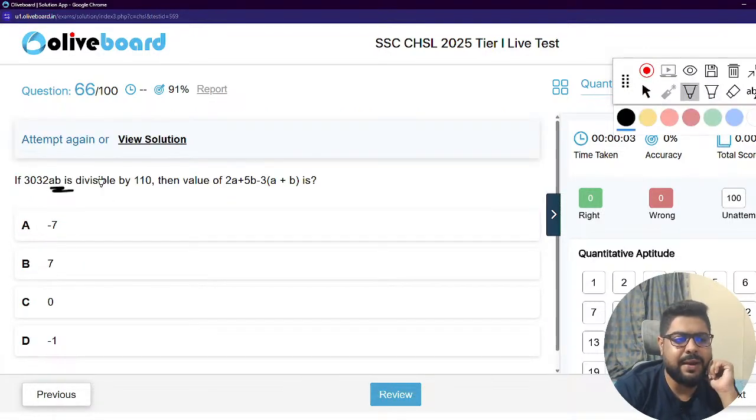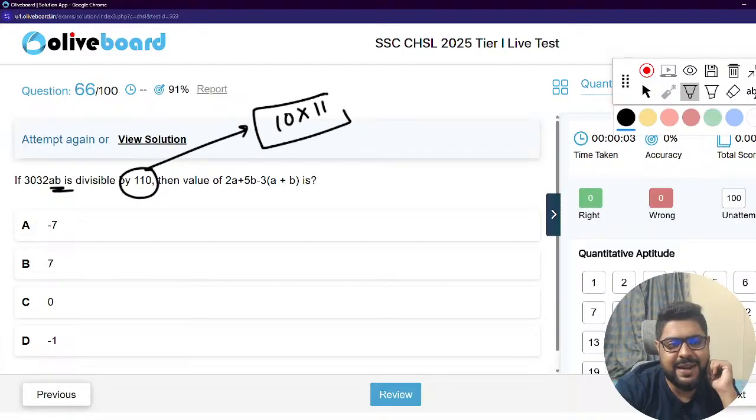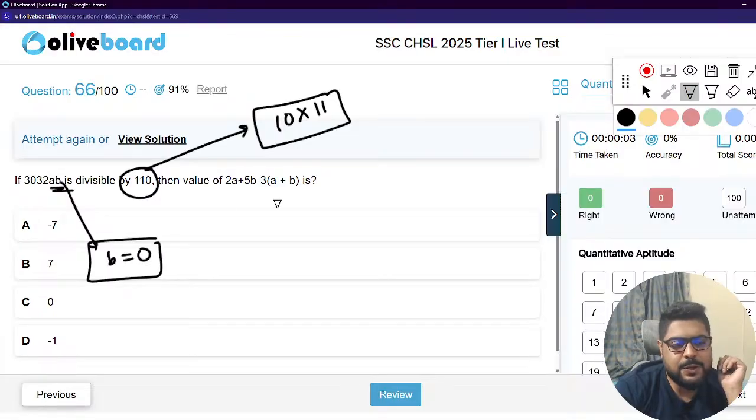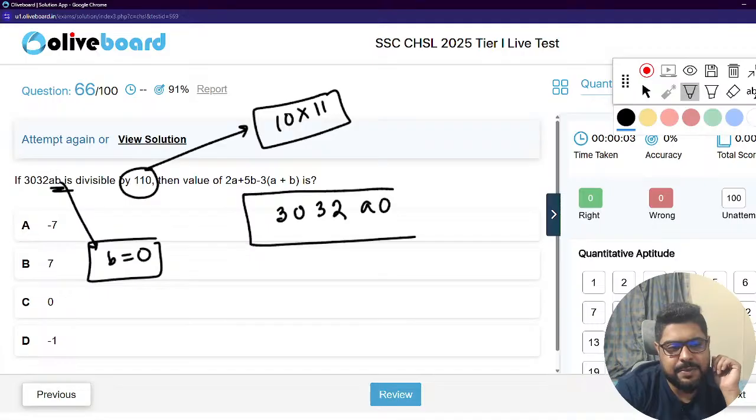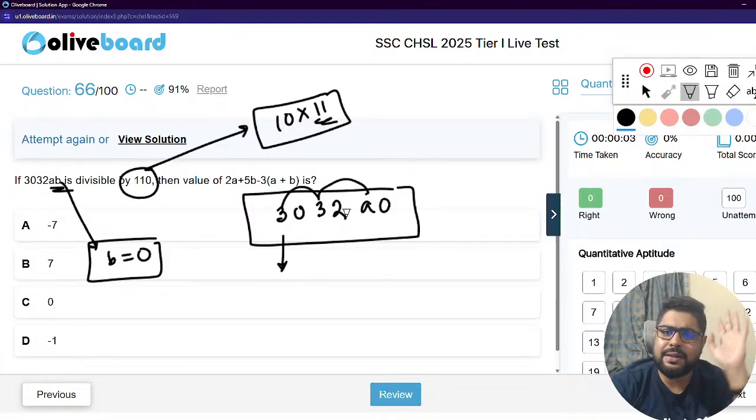30AB is divisible by 110 means brother 10, but brothers and sisters 10 into 11. So now it is divisible by 10 means 100% B has to be 0. So 3032 A0, it must be divisible by 11. How? So then what can be the value of A here, sir? Let's see. Alternate sums, you can do this, or the consecutive method that I had shown, you can do that as well. So I'm doing it normal.